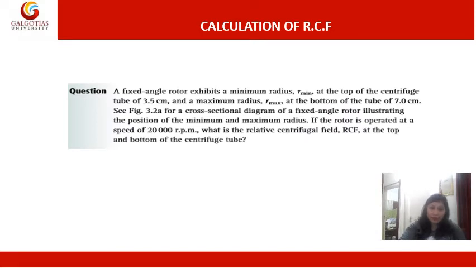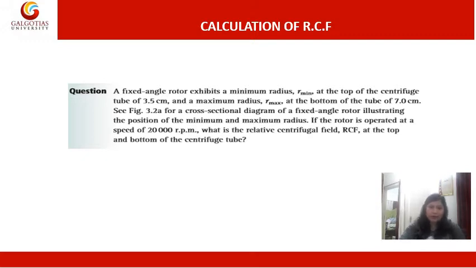Now, this is a numerical problem and you have to solve this numerical. The question is: a fixed angle rotor exhibits a minimum radius, R minimum, at the top of the centrifuge tube of 3.5 centimeter and the maximum radius, R max, at the bottom of the tube is 7 centimeter. Now, if the rotor is operated at the speed of 20,000 rpm, what will be the RCF at the top as well as at the bottom of the centrifuge tube?